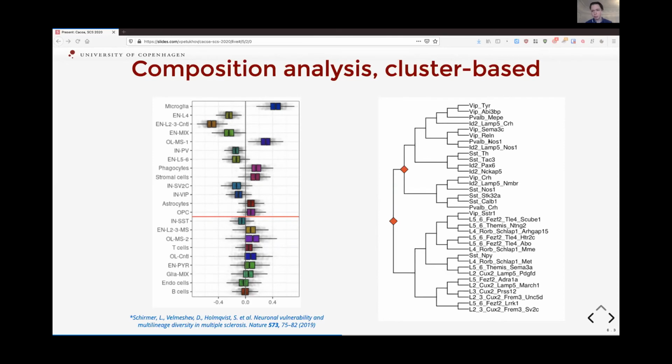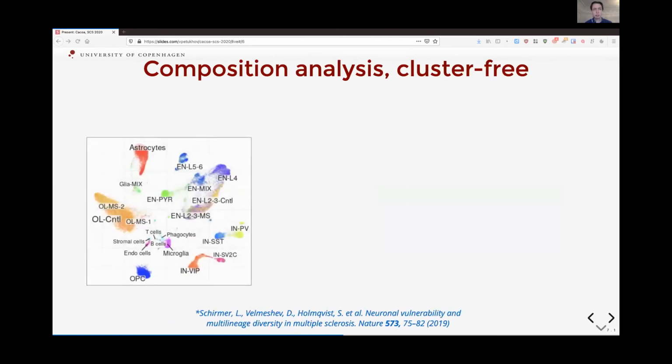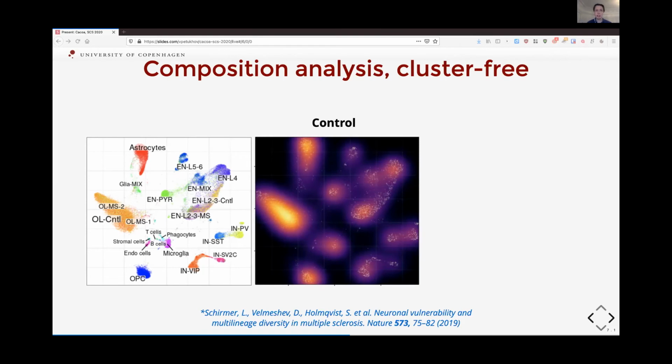So let me go further to the cluster-free way. Unfortunately, here we cannot operate with simplex spaces because it's too computationally hard and just doesn't work well in terms of math. But what we can do is take this dataset, from a paper on multiple sclerosis, and we can estimate densities for cells in control.